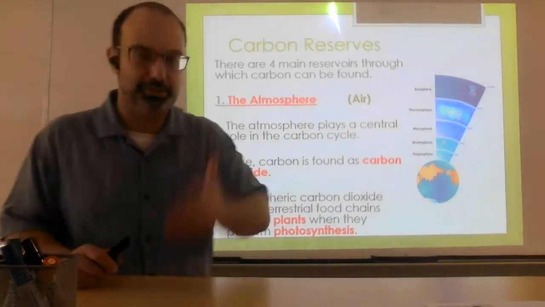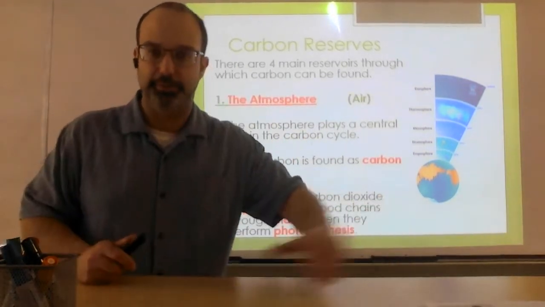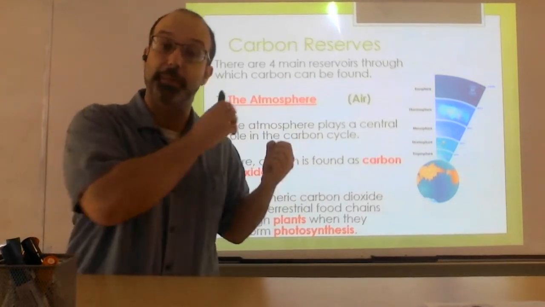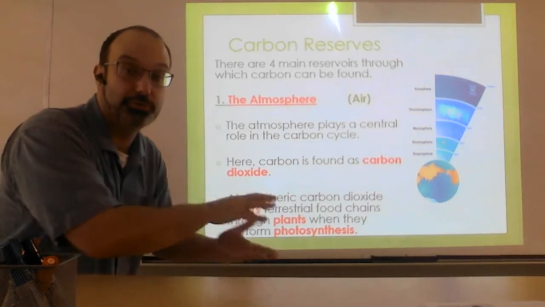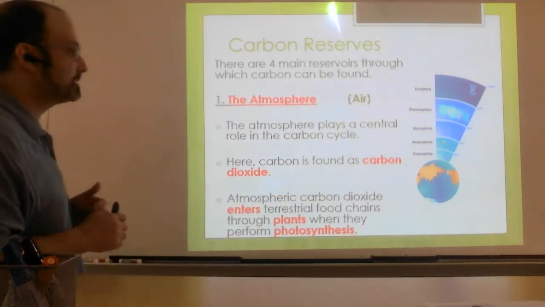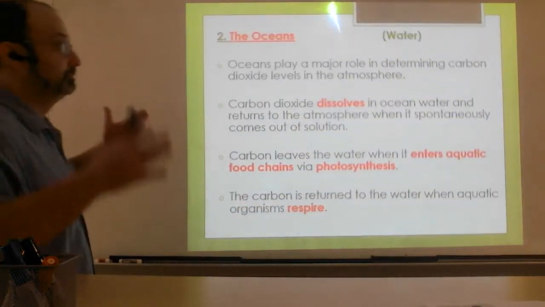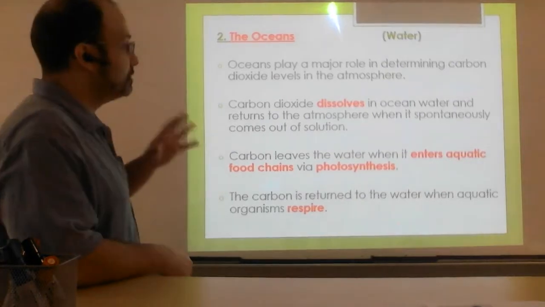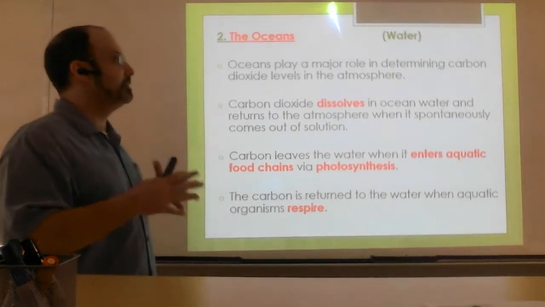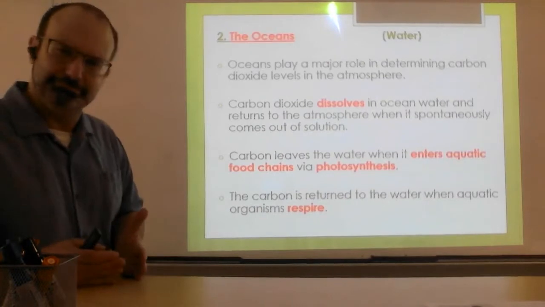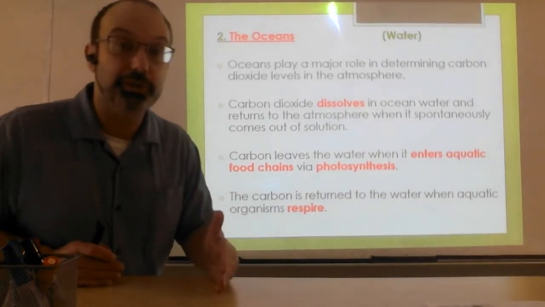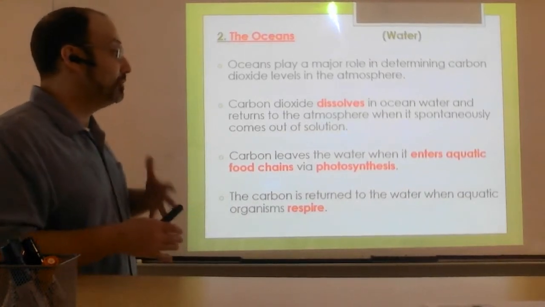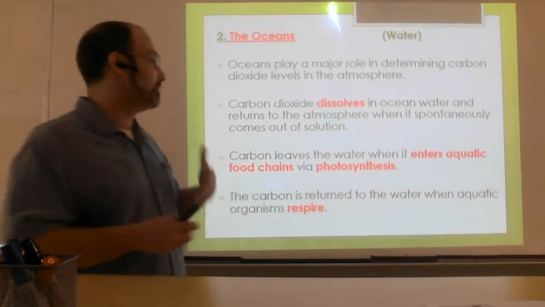So we just talked about that. So this is like a summary of the last couple slides. Okay, so the atmosphere stores carbon dioxide. That carbon dioxide gets into living things through photosynthesis. Okay, what's the next one? The ocean, water. The ocean plays a major role in determining the carbon dioxide levels of the atmosphere. I wonder why. Carbon dioxide can dissolve in ocean water and returns to the atmosphere when it spontaneously comes out of solution.